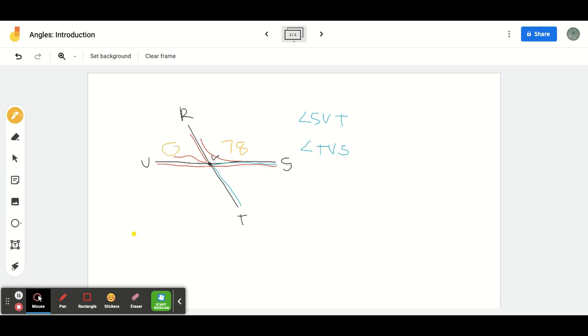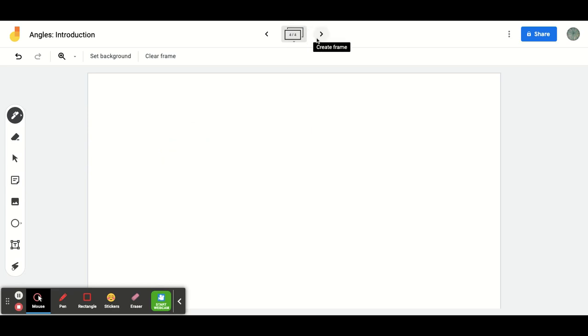One last thing I'd like to point out about this example is that the vertex V is the vertex for all of these angles, because this is the meeting point for all of the lines that make the angles. Lastly, I want to point out how every angle looks different and has different measurements.